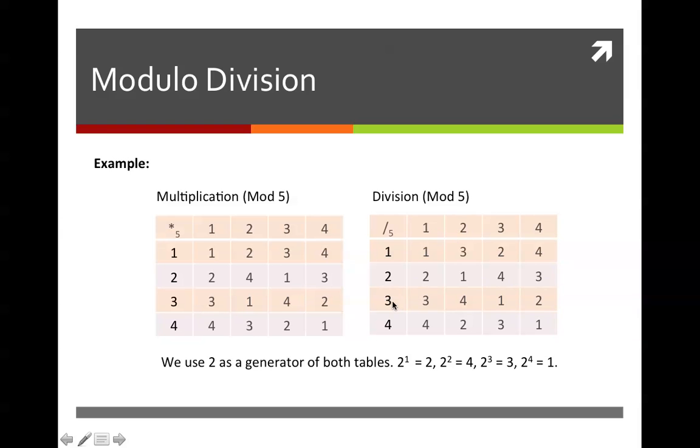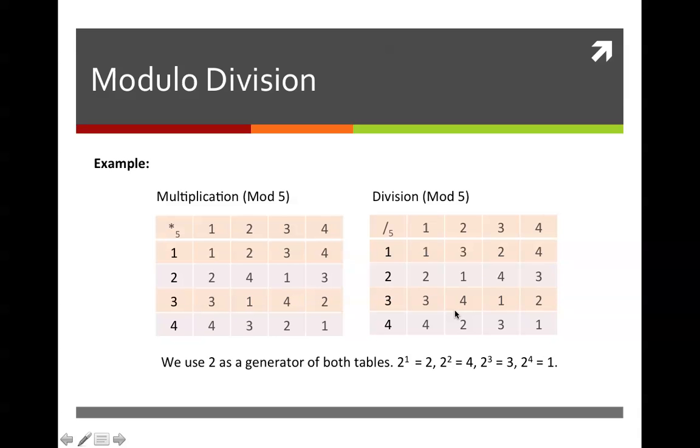So let's say that I take 3 and then divide it by 2. I'm actually thinking about multiplying 3 by the inverse of 2, which happens to be 3. So 3 times 3 is actually 9, and then mod 5 is 4. That's what I get here. So 3 divided by 2 is the same as 3 times 2 inverse, and that is equal to 3 times 3, and that mod 5 is equal to 4. That's how I do this.